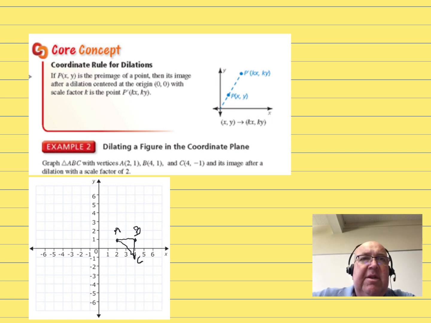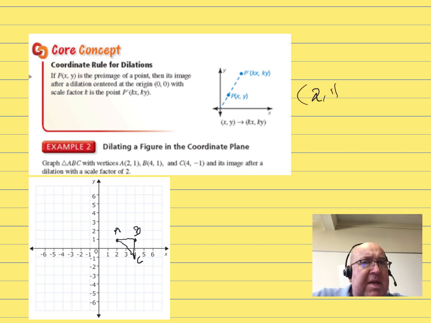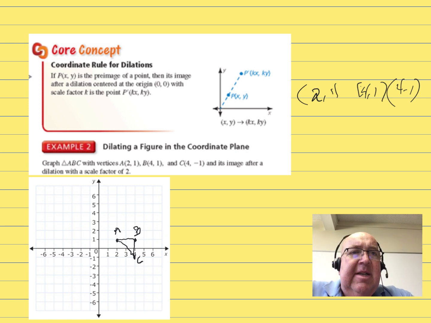Alright, so here we're going to look at a coordinate rule for dilations. Whatever our factor is, we're just going to multiply the x and y value by that factor. So in this figure, we've got A has 2 and 1 as a point, B has 4 and 1, and C is 4 and negative 1. And we're going to dilate them with a factor of 2.